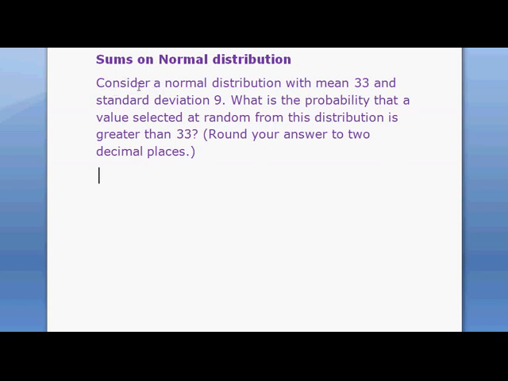The sum is, consider a normal distribution with mean 33 and standard deviation 9. What is the probability that the value selected at random from this distribution is greater than 33? Round your answer to two decimal places. So let's do this sum.